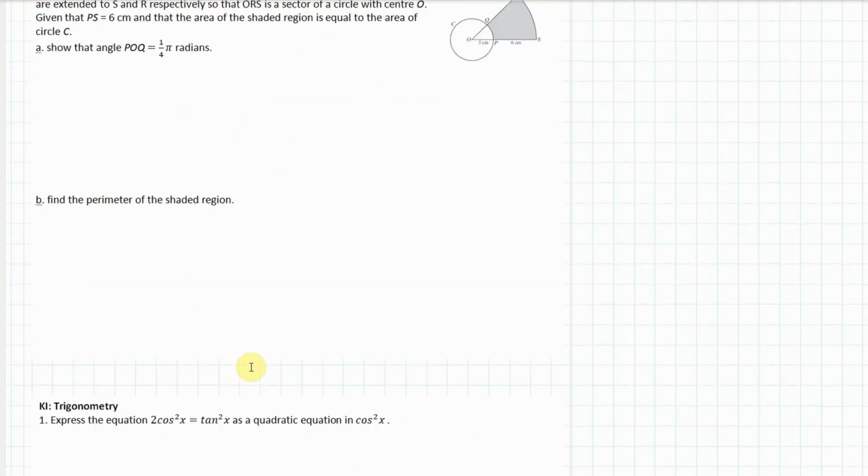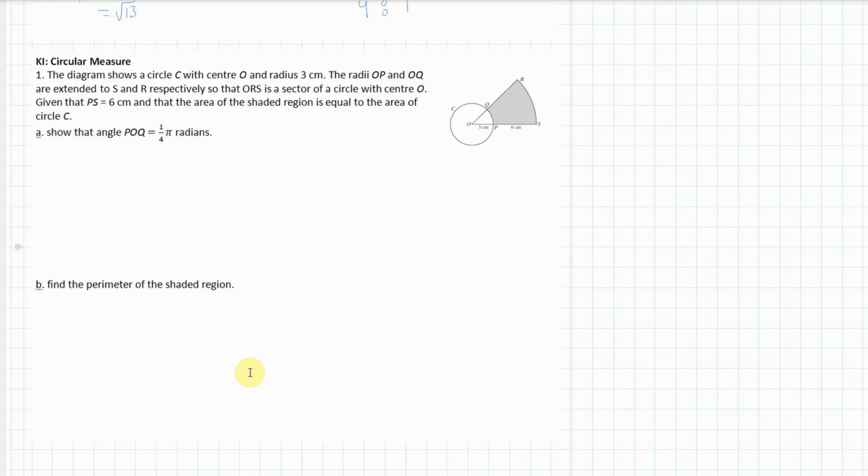Okay, so we're on to a circular measure question now. We've got a circle with centre O, radius is 3. The radii OP and OQ are extended to S and R respectively. So the ORS is a sector of a circle with centre O, given that PS is 6 and that the area of the shaded region is equal to the area of the circle C. Show that POQ equals 1/4 pi radians.